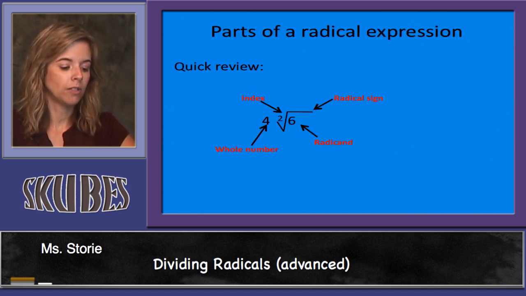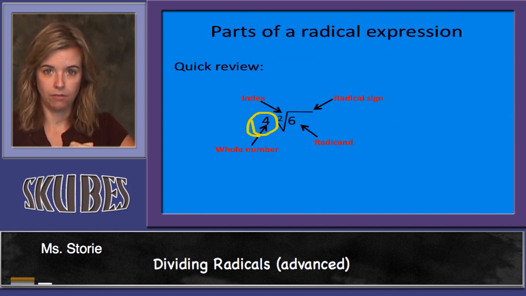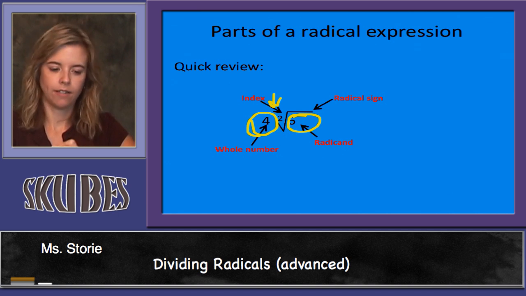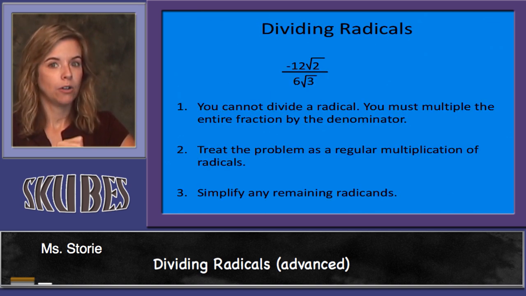Here's a quick review. Whole numbers, that's what I'm talking about, the ones that are outside the radical sign. You've got your radicand, which is anything under the radical sign, and then your teeny tiny number is called your index.